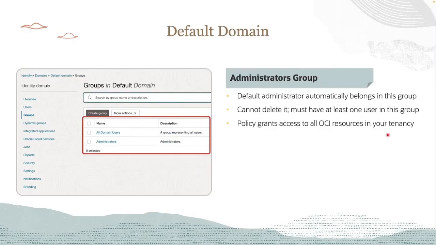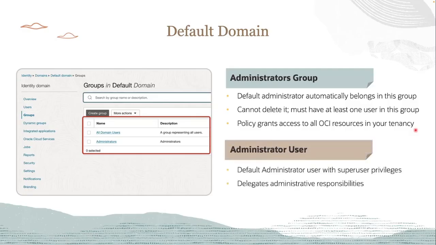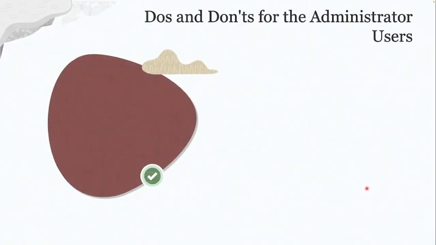Your admin or your super user is a part of the administrator group. This group cannot be deleted and it must always contain at least one user. In addition, you will have a policy in your tenancy that gives admin group access to all OCI cloud resources. So this particular policy cannot be updated or deleted. And please make a note that any additional user added to this admin group will have full access to all the OCI services. And then your default admin user is the first IAM user for your tenancy and will be responsible for initially setting up additional administrators to manage your tenancy. And then there are some do's and don'ts for your administrator user, such as assigning roles to manage users, groups, application, system configuration, and security settings.